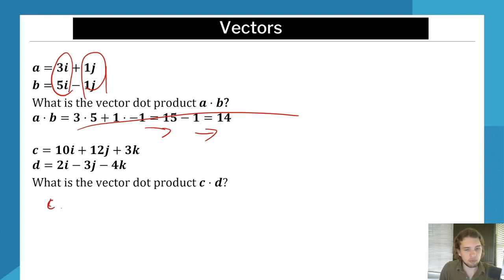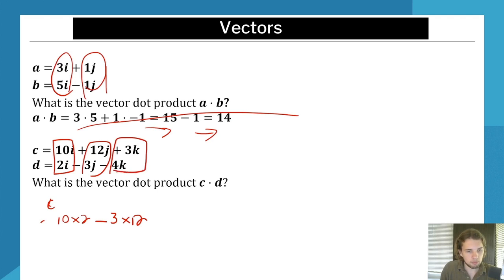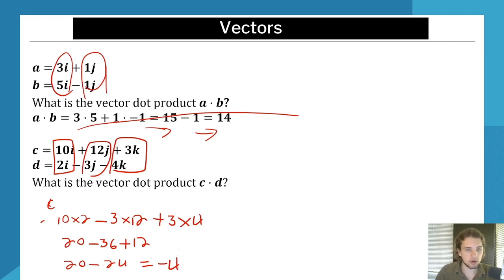So let's find the dot product of C and D, and it really saves time when you're having to work in 3D space. So the dot product between C and D equals 10 times 2, that's this group here, minus 3 times 12, plus 3 times 4. 20 minus 36 plus 12. 20 minus 24 equals minus 4. And that's our dot product.